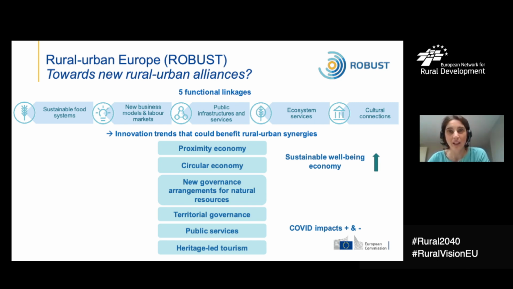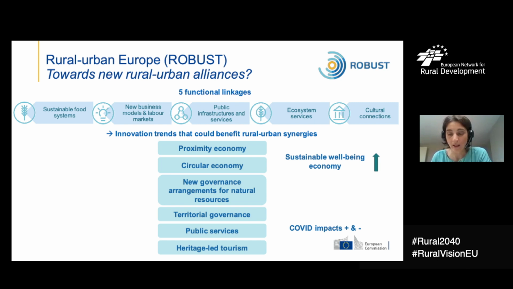So that's very important. They work on 5 functional linkages between urban and rural areas. And across these 5, they have identified 6 domains in which innovation could benefit or enhance rural-urban synergies. And these are around new approaches to economy. So we bounce on Marjorie's comment, proximity economy, circular economy, or in general, they see that a sustainable well-being economy is on the rise in the 11 localities in which they work.